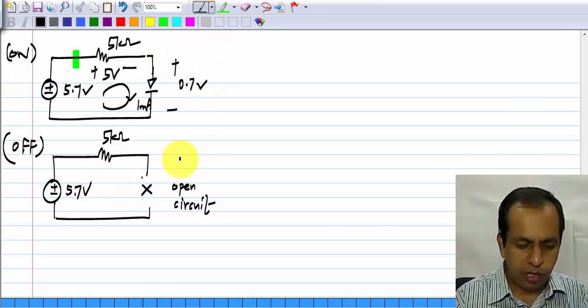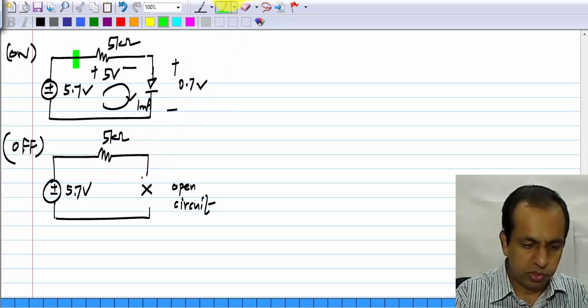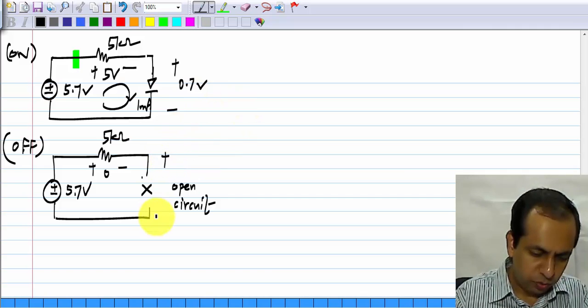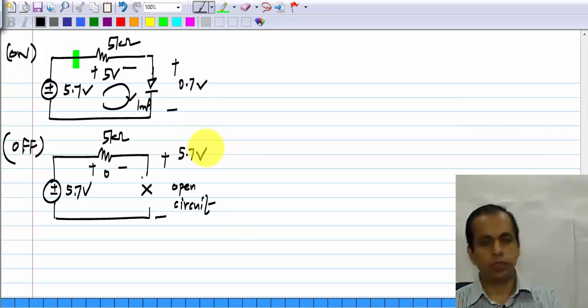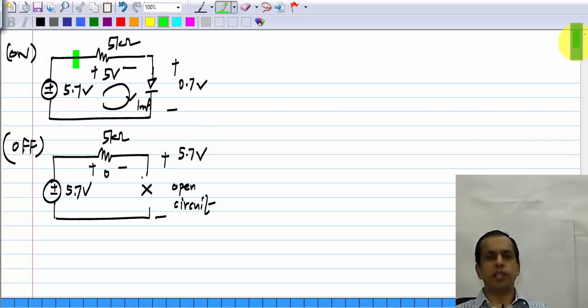But let us see if we had started off from the other assumption that the diode is off. This is an open circuit, no current is flowing through this. So, the voltage across the resistor is 0 and the voltage between these two terminals, which is the voltage across the diode, will be 5.7 volts. Now, we know from the diode characteristic that the diode voltage cannot be more than 0.7 volts. I am referring to the approximated characteristic. So there is a horizontal line up to 0.7 volts and a vertical line after that. So you can easily see that 5.7 volts is not part of the diode characteristic at all.